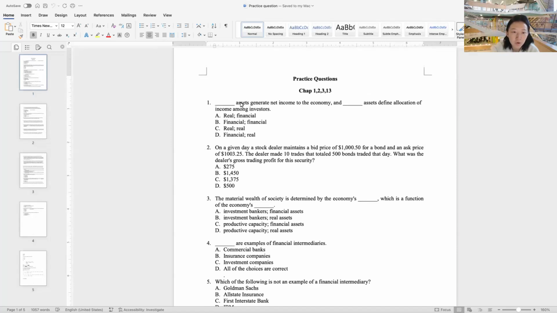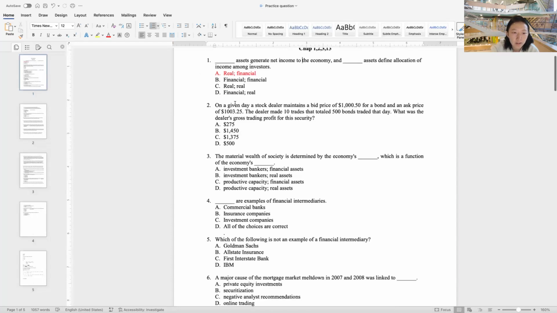Question 1: what assets generate net income to the economy, and what assets define the allocation of income among investors? I think this is the direct definition of real assets and financial assets. So it's A. Real assets generate the net income to the economy, and financial assets define the allocation, the claims to the returns to the real asset.